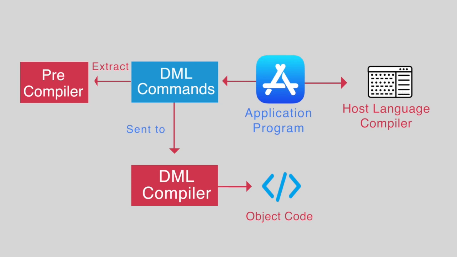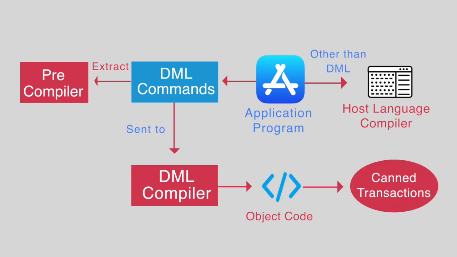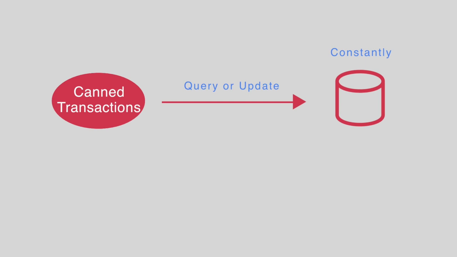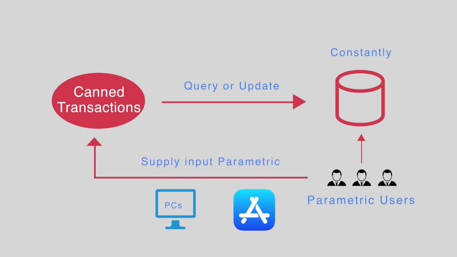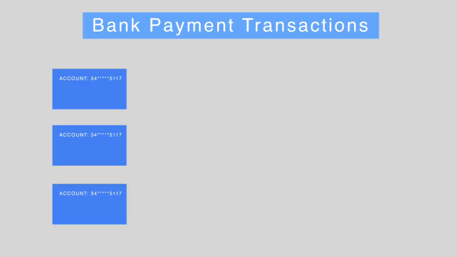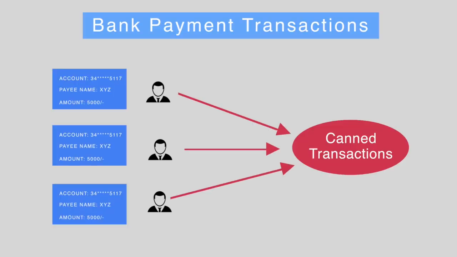The object codes for the DML commands and the rest of the program are linked and form a canned transaction. Canned transactions are the standard queries that are used to query or update the database constantly and are repeatedly executed by parametric users via PCs or mobile apps. They simply supply input data to the canned transactions. For example, in a bank payment transaction, the account number, payee name, and amount may be supplied as parameters. Each execution is a separate transaction.